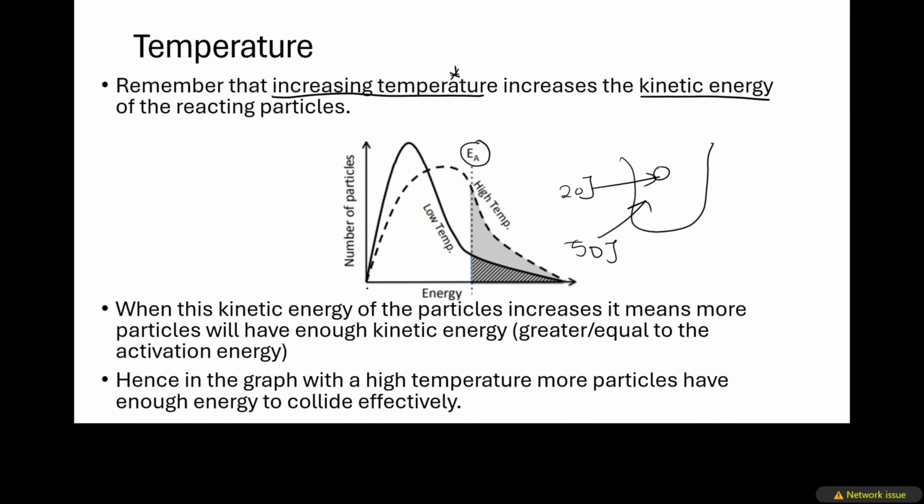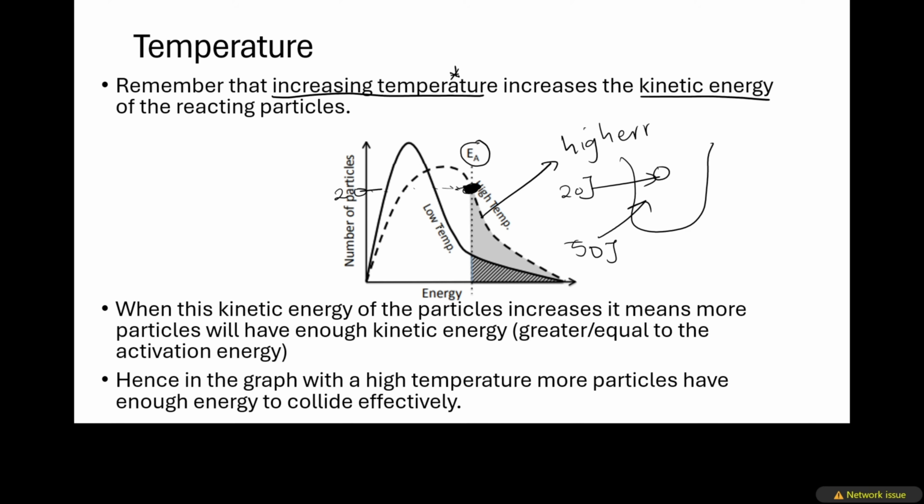So here you can see that this dotted curve is the distribution curve for higher temperature. Why do I say it is for higher temperature? You can see that in this curve, at this point, maybe these molecules are 20. So here, 20 molecules are able to reach the activation energy. Hence, they are able to react effectively.